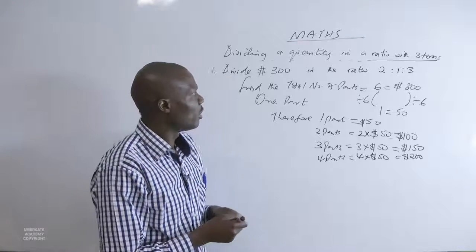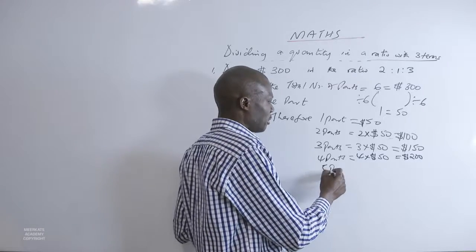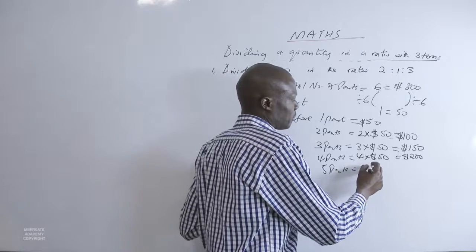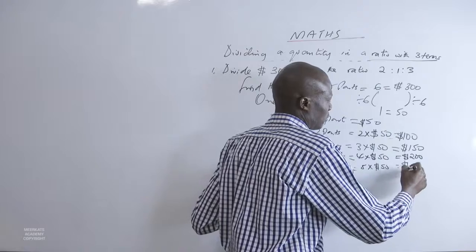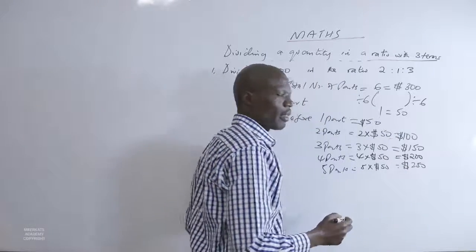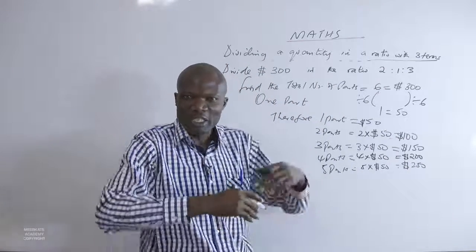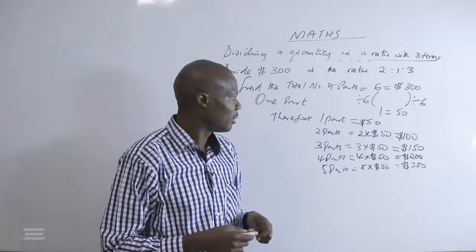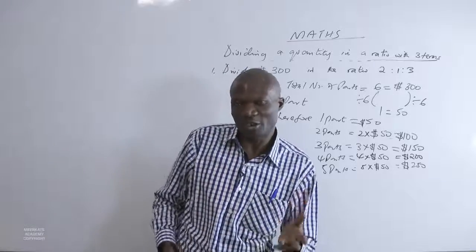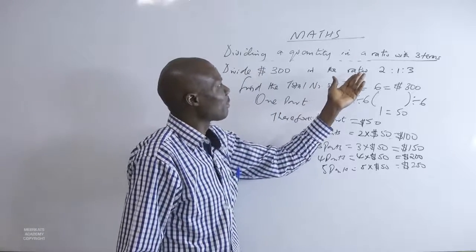We move on. If it was 5 parts, and finally 6 parts is the whole, which is 300. So I'm not going to go into that. Then let us now look at our question and see.